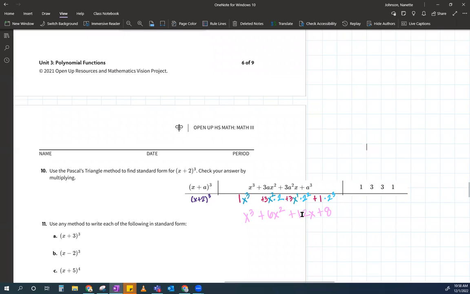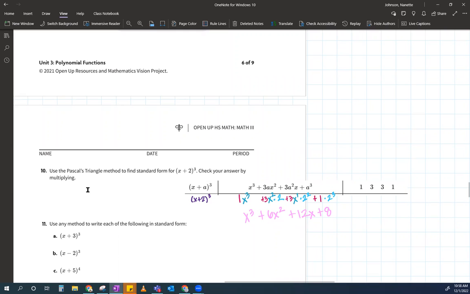A way that I check my answers is because this is to the third, your 2 terms, your x and your a, their exponents should always add up to 3. So check it out. This is 3 plus nothing. That's 3. This is 1 plus 2. That's 3. That's 2 plus 1. That's 3. That's 3. And that makes sense because as one is growing, the other one is fading out, right? So lots of little ways for you to check here.